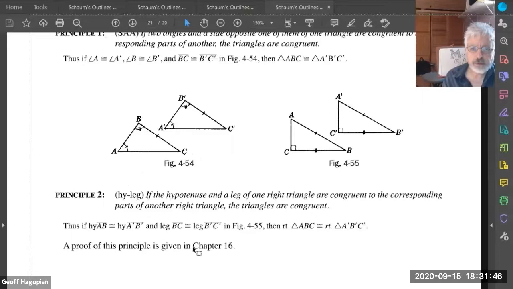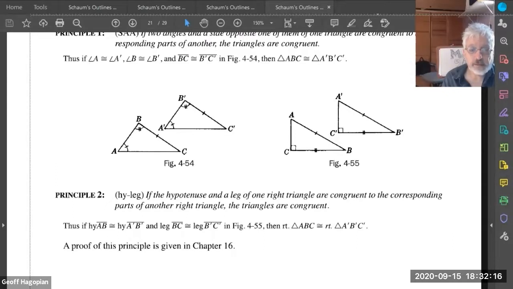A proof of this principle is given in chapter 16. Do I have chapter 16? We could look at that if I can find it. I'm searching through my files. Oh, so that's not really chapter 16, it's really chapter 15. I misnamed it, I think, is the problem.